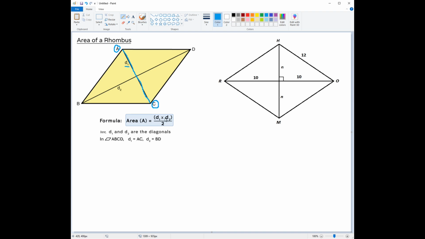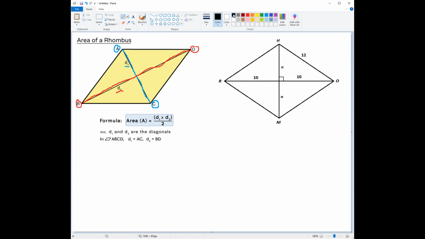And then you have to multiply that by d2, which is, let's take red, here from B over to D. So that will be this line, which I can more or less hit. So that line there is d2. When you have those two numbers, you multiply them and divide by 2.